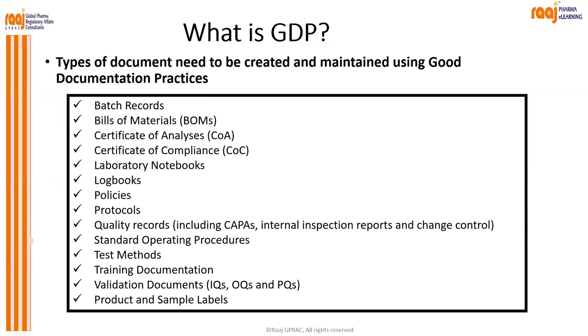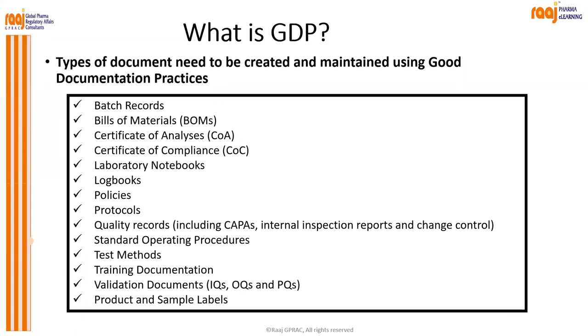First, you understand what GDP is and what the different types of documents are which need to be created and maintained using good documentation practices. There are batch records, bill of materials, certificate of analysis, certificate of compliance, laboratory notebook, logbooks, policies, protocols, quality records including your CAPA, internal inspection, change control, SOP, test method, training documentation, validation documentation like IQ, OQ, PQ, then product and sample labels. So everything becomes a document.